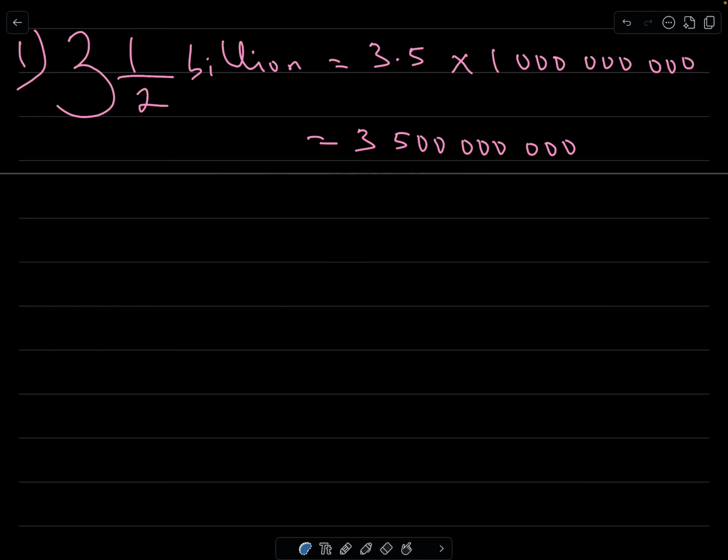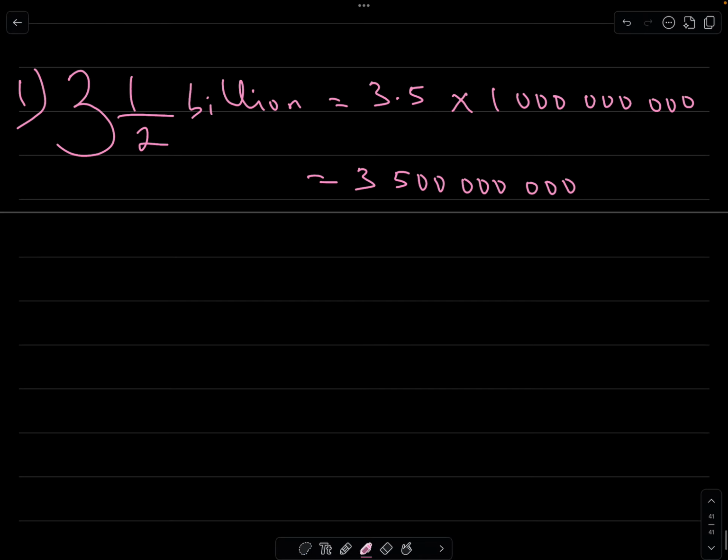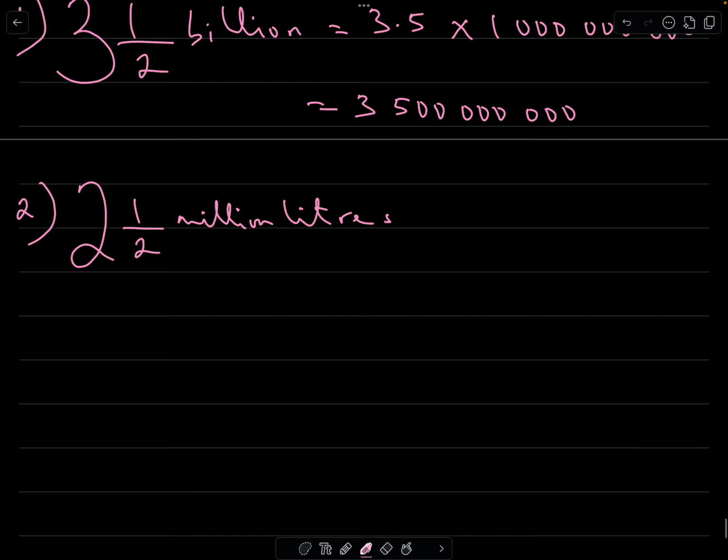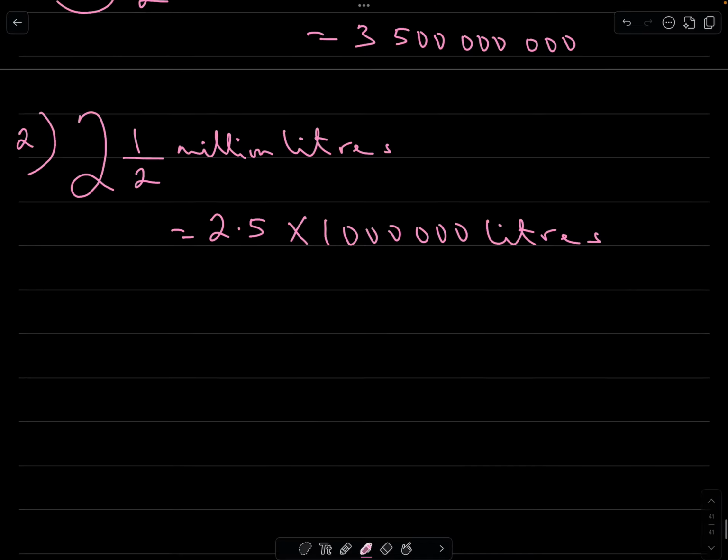Number 2. What does that say? Write 2.5 million liters in digits. 2.5 million liters. You must put the unit if there's a unit. 2.5 simply means 2.5, so 2.5 million means 2.5 times 1 million. 1 million has 6 zeros. 2.5 times 1 million liters.